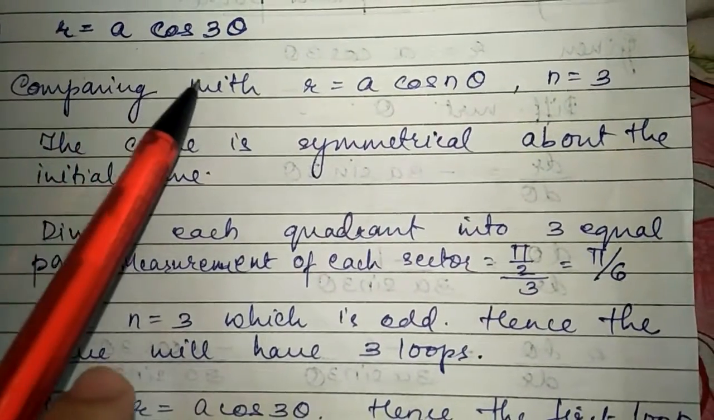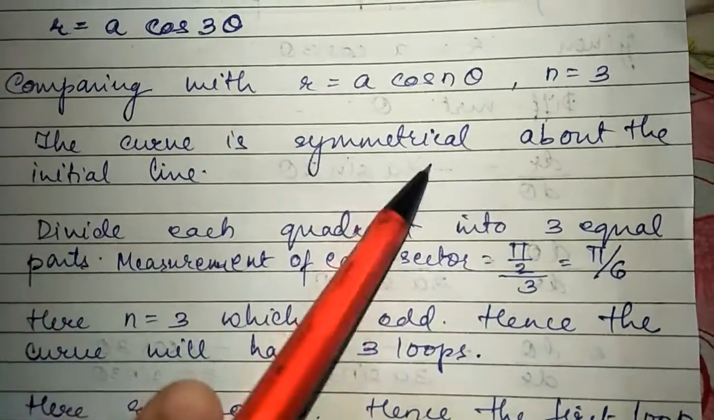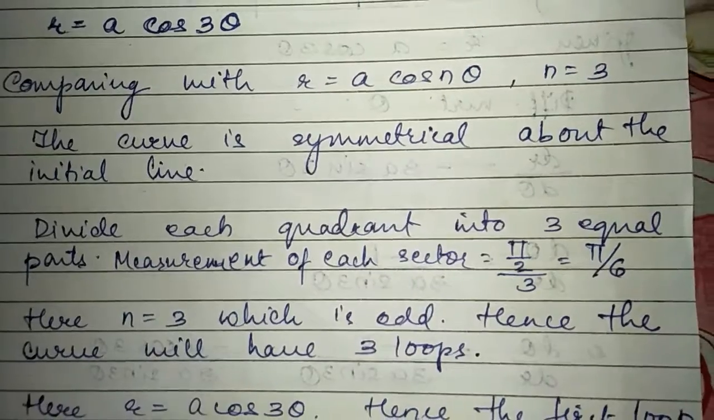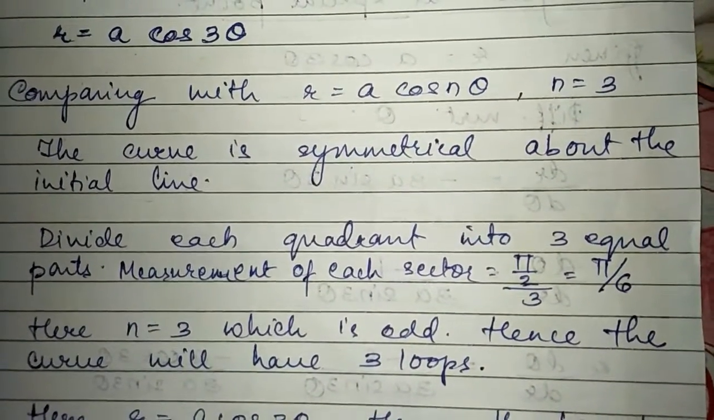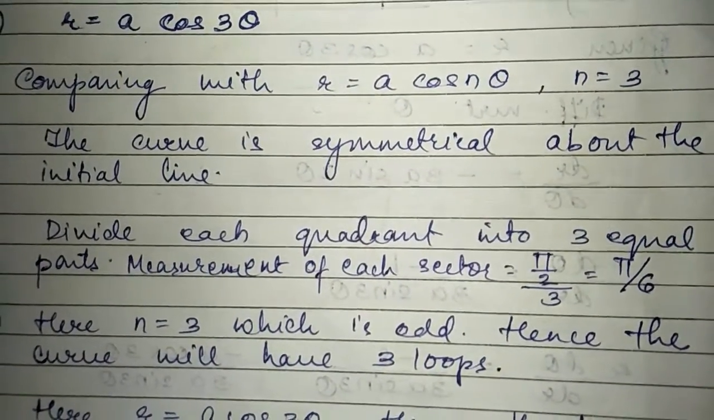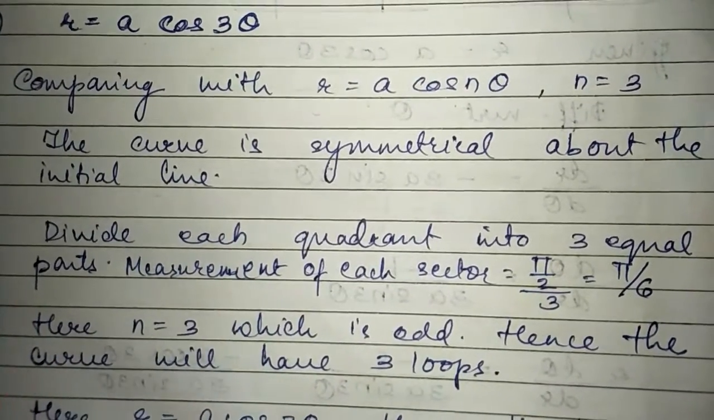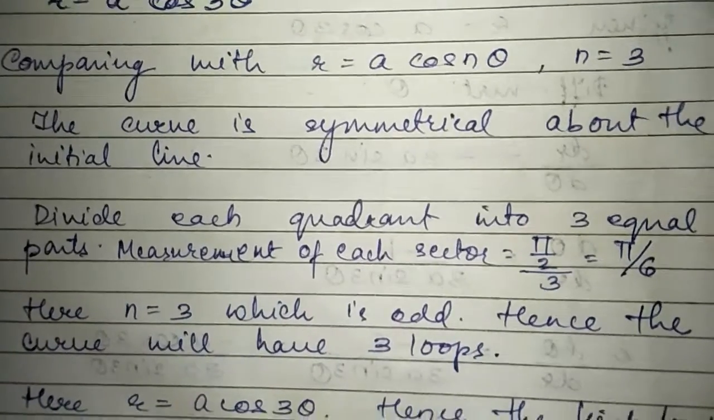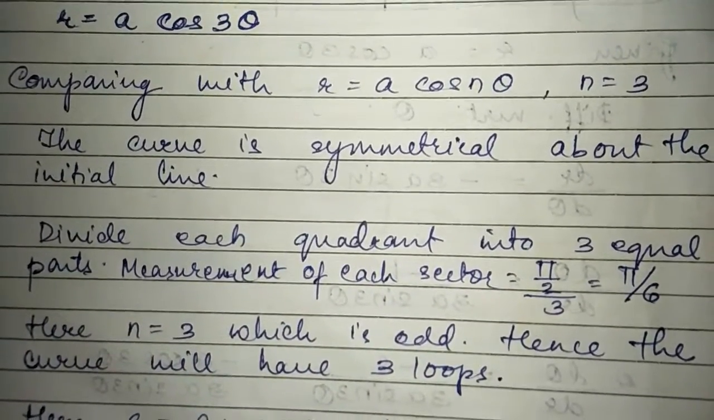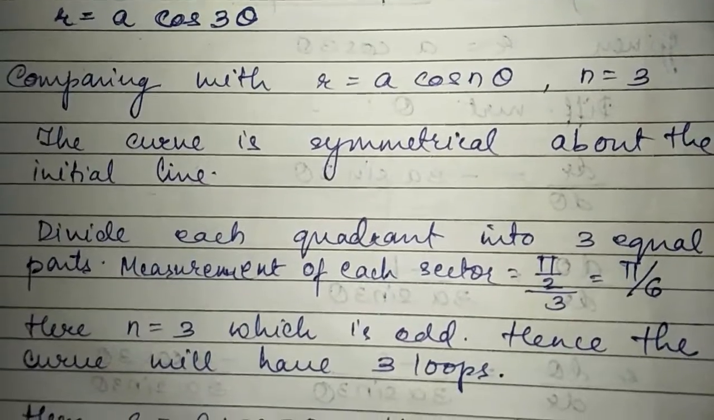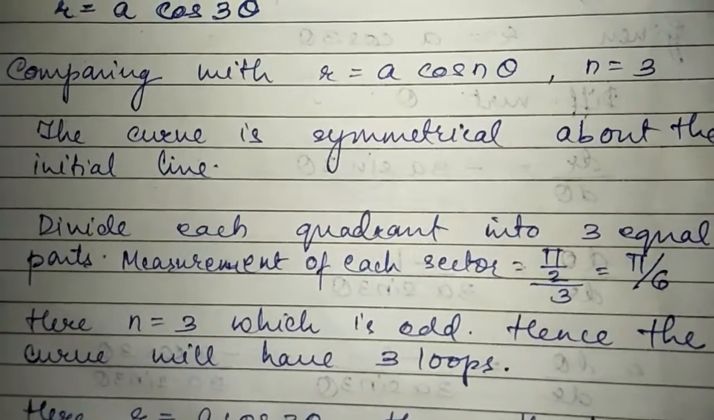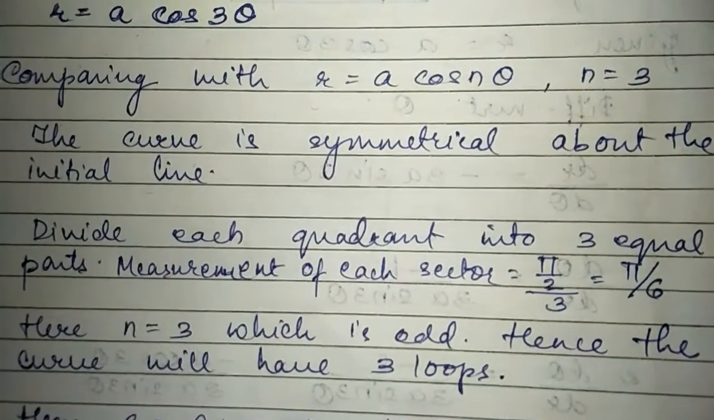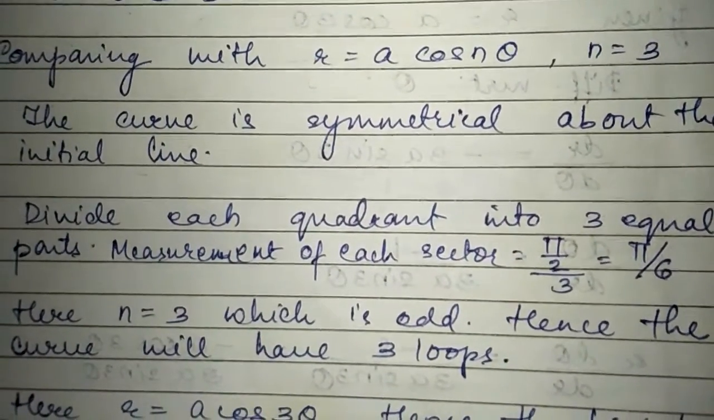Now, the first point comes the symmetry. From the equation, we can see that the curve is symmetrical about the initial line, because if we substitute theta as minus theta in the equation, we have r is equal to a cos of 3 into minus theta, that is minus 3 theta, that is equal to a cos of 3 theta. The equation remains unchanged if we replace theta by minus theta, and hence we can say that the given curve is symmetrical about the initial line.